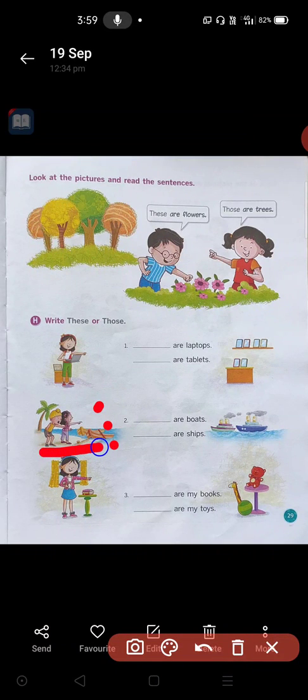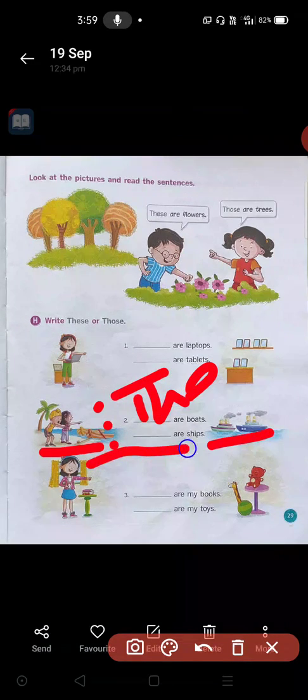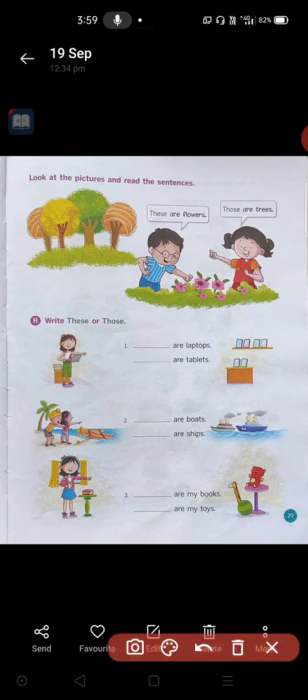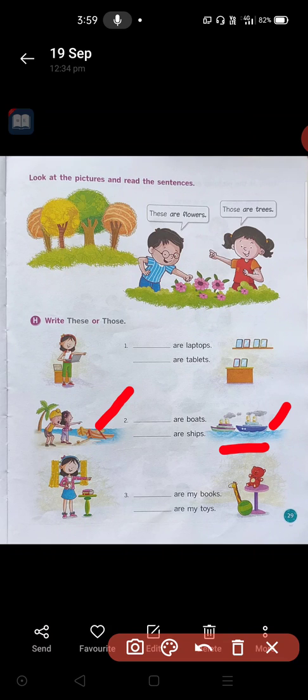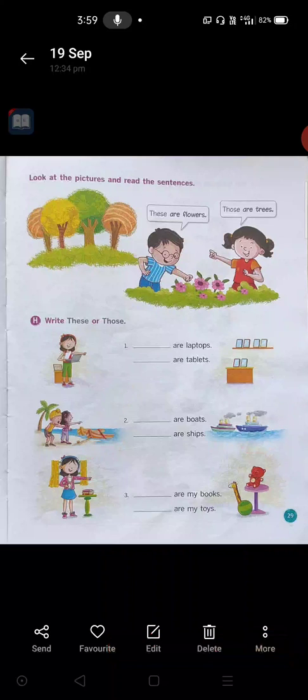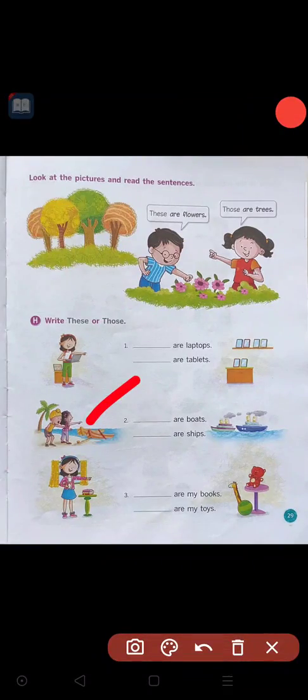So here these are nearer to these children. That is why they are telling that these are boats, and these two are very far from them. The ones there are ships. Boats will be small, ships will be big. Both will be used in the water. To travel in the water we use boats and also ships. Ships are big vehicles.